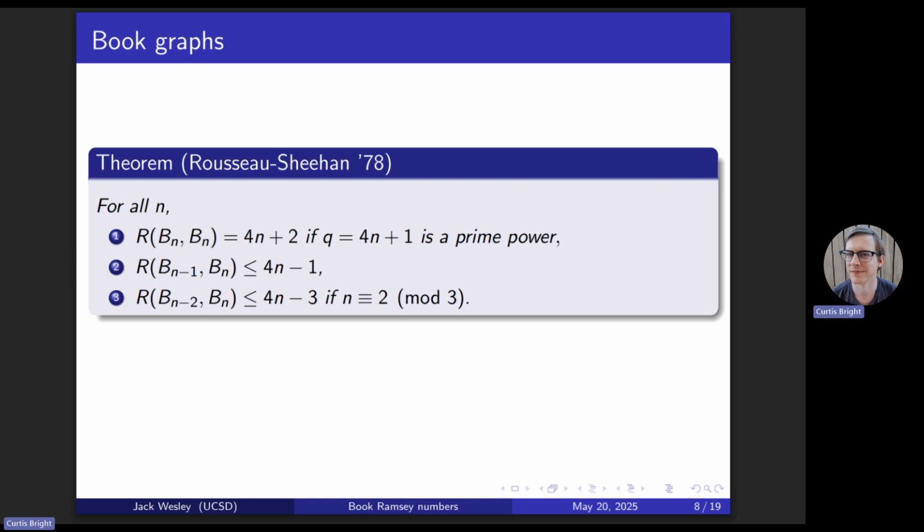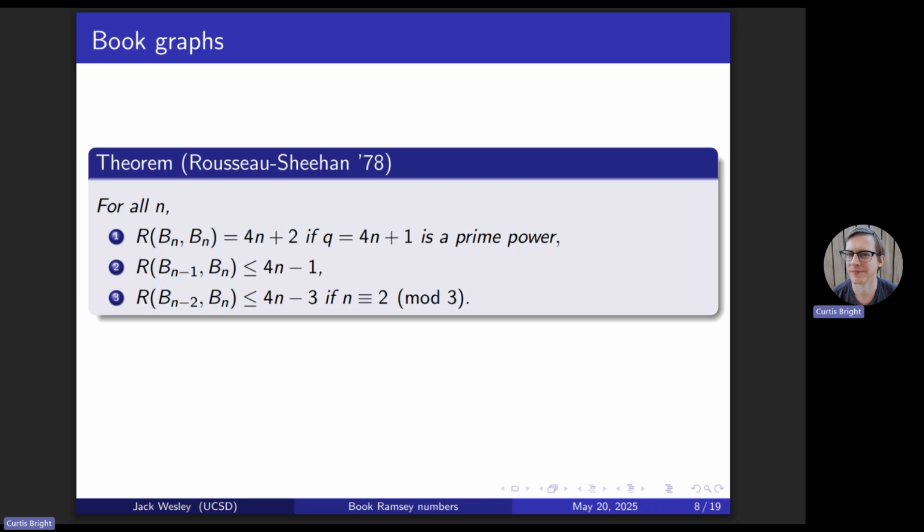All right, so what did they prove in this paper? They proved a lot of things, but I want to focus on these few results. They looked at these diagonal Bn numbers, or these almost diagonal Bn minus 1, Bn and Bn minus 2, Bn. Here they got some good upper bounds, roughly 4n with some additive constant. And they have an exact value for this infinite family for the diagonal case, Bn, Bn. So we know that it's exactly 4n plus 2.